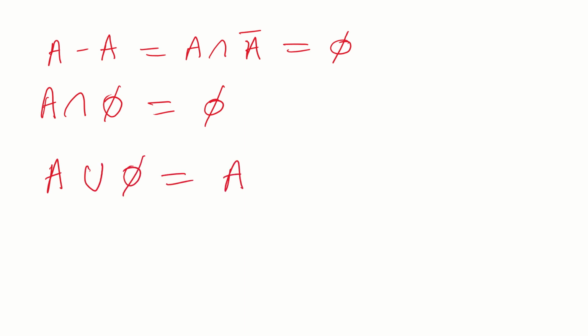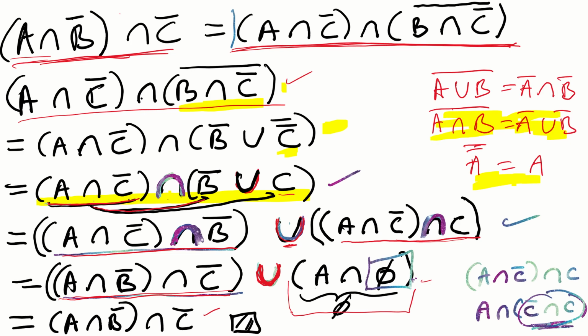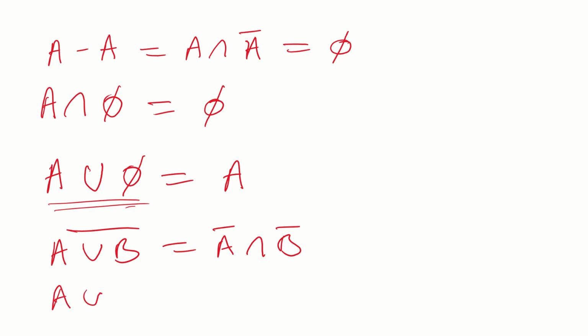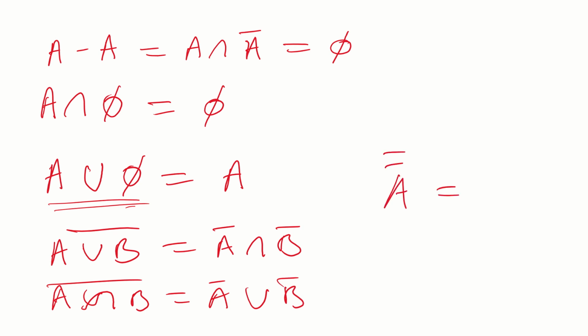And you can see that we use this property basically here, because we have this set union the empty set, it gives us the exact same set. So we use this final property at the end of our proof basically. And we also use the fact that A union B complement is A complement intersection B complement, this way. And we have A intersection B complement is A complement union B complement, and A complement complement is A.